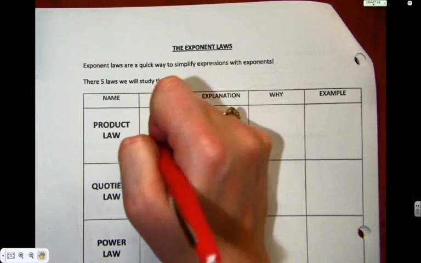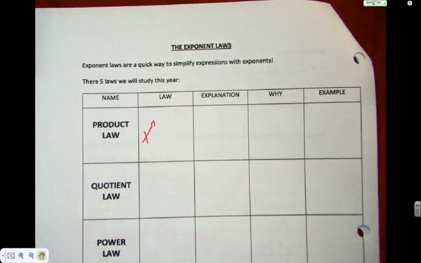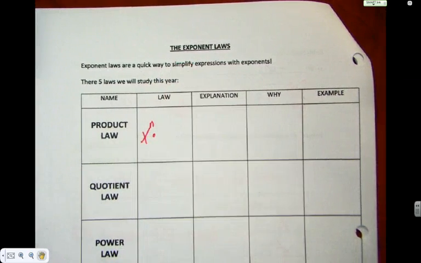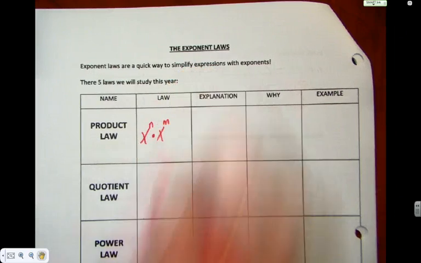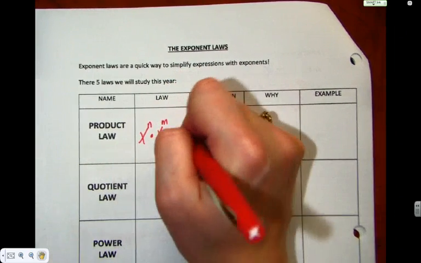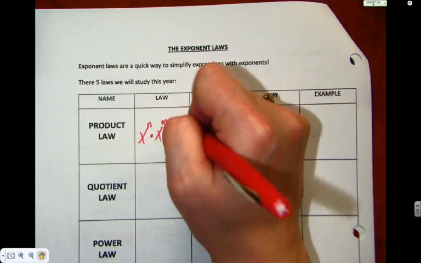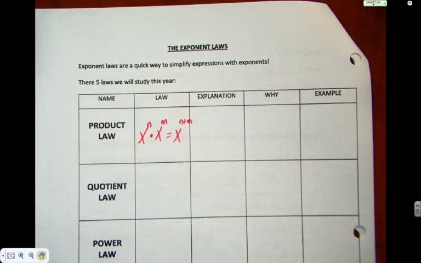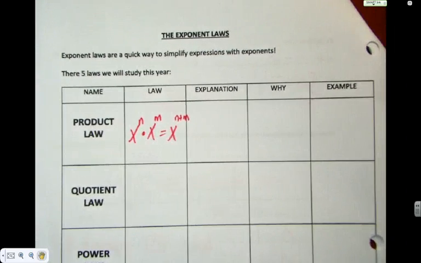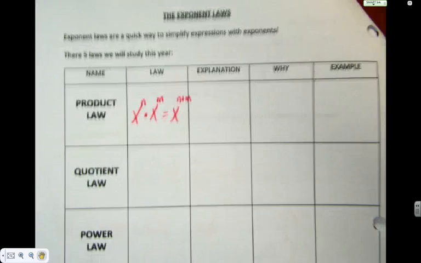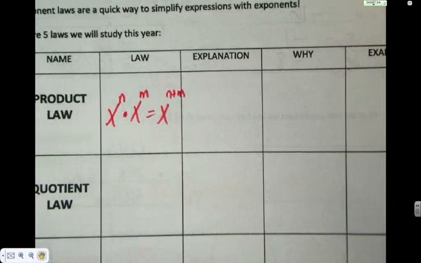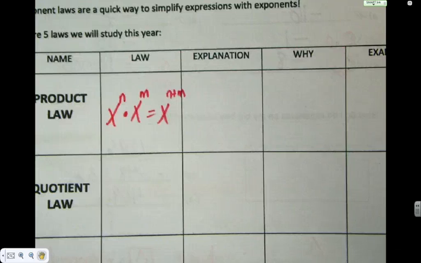The law says that x to the n times x to the m equals x to the n plus m. It's what we did last unit. We just didn't talk about it like this because we wanted you to do a whole bunch of polynomial stuff first and know how to do it, and then now let's talk about it.